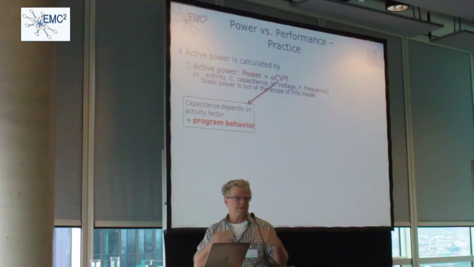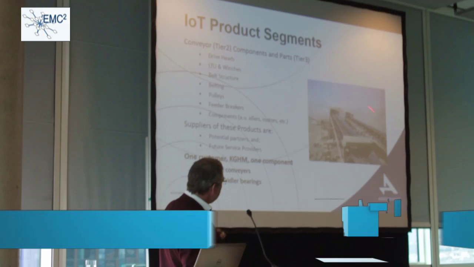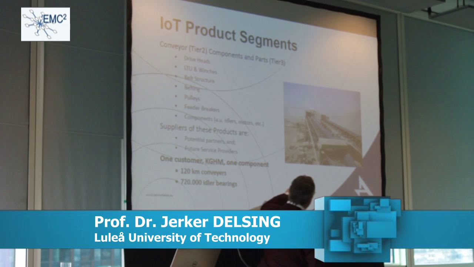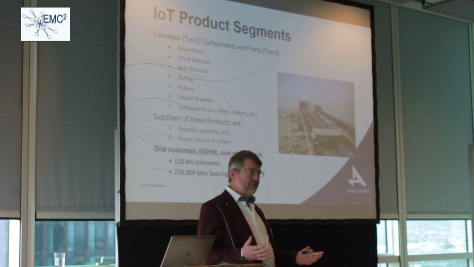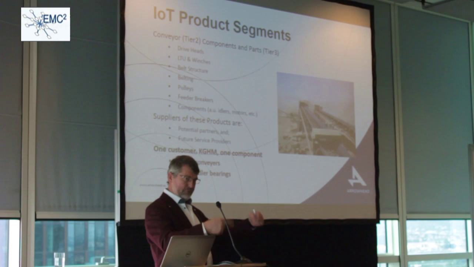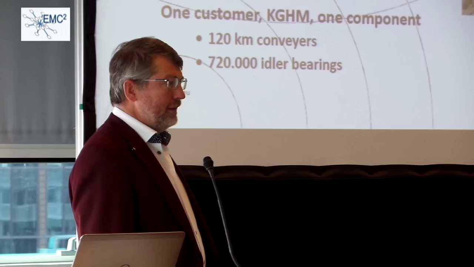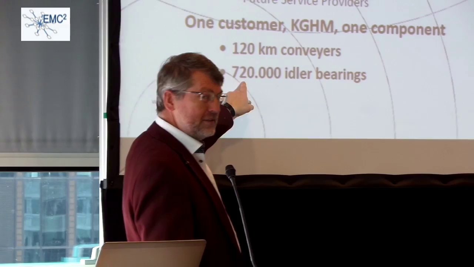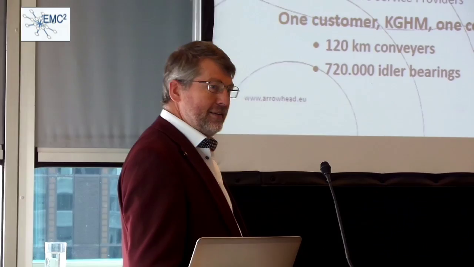This is a picture from Poland, from KGHM, the third largest copper producer in the world. They are using conveyors to transport goods. They actually have 120 kilometers of these conveyors. For every meter, there are three of these idlers. In every idler, there are two bearings, which are responsible for that idler to revolve. If we summarize that, we come to something like 720,000 bearings, which we actually want to monitor. And that's just one company.